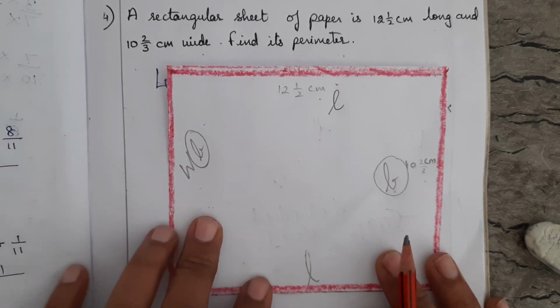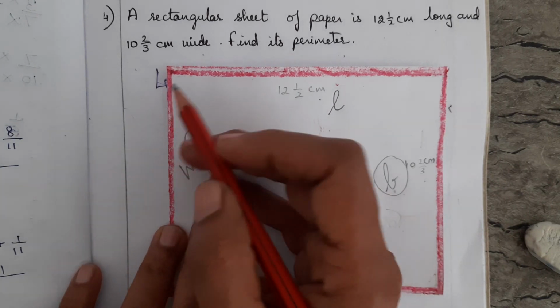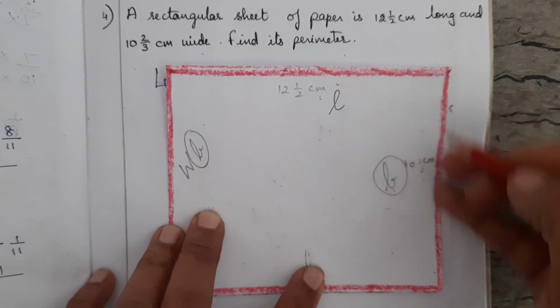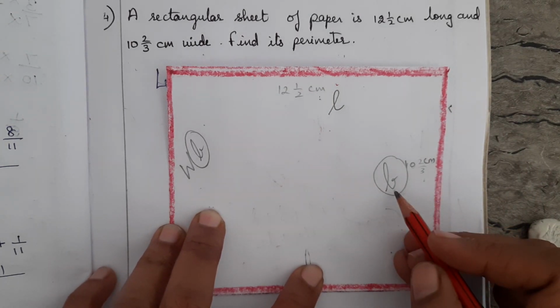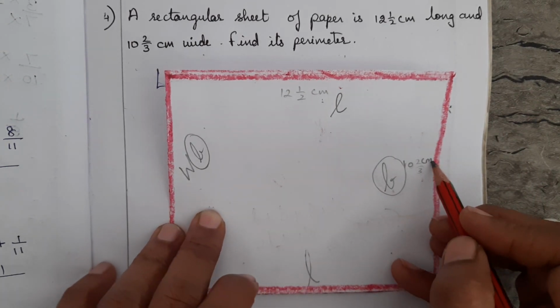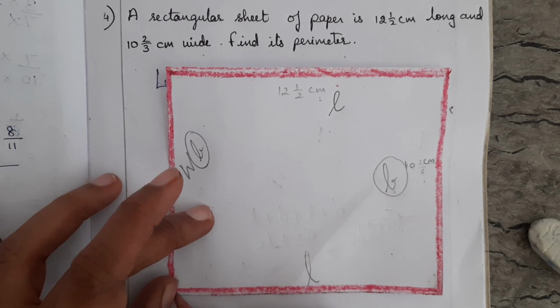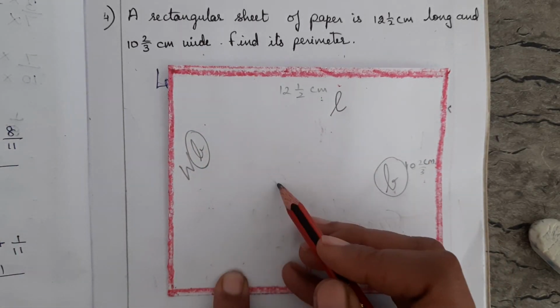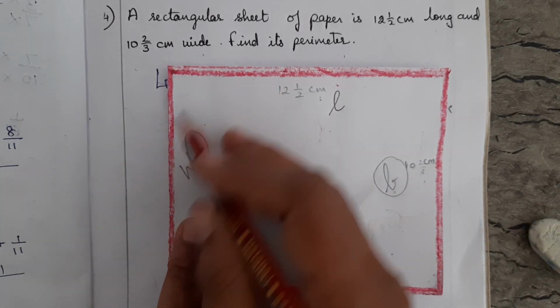So here this is a rectangle. From here to here the length is 12 1/2 centimeter, and from here to here is the width, or we can call it breadth, which is 10 2/3 centimeter. So what will be from here to here? It's again 12 1/2 centimeter, and from here to here is 10 2/3 centimeter. So we just need to find the perimeter.